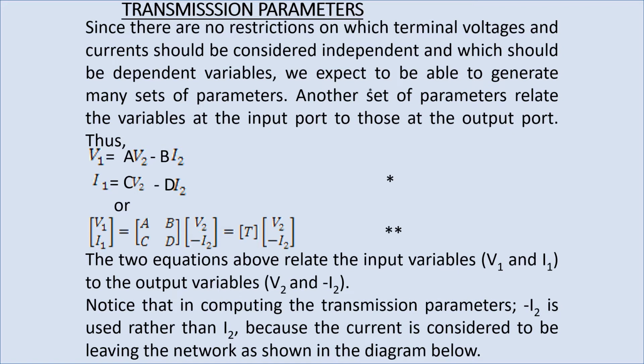And for hybrid parameters, just like we said a little while ago, we have V1 and I2 as the dependent variables, and I1 and V2 as the independent variables. And for inverse hybrid parameters, which we just finished with, we have I1 and V2 as our dependent variables, and our independent variables are V1 and I2. So that gives us different alternatives for analyzing or solving a two-port network because of these different combinations.